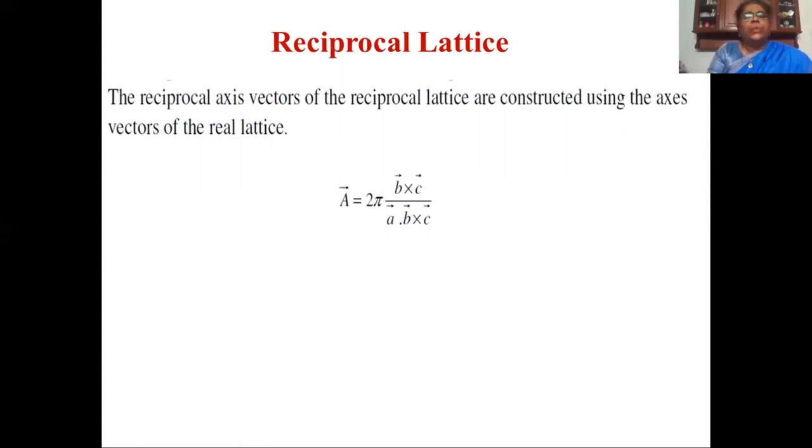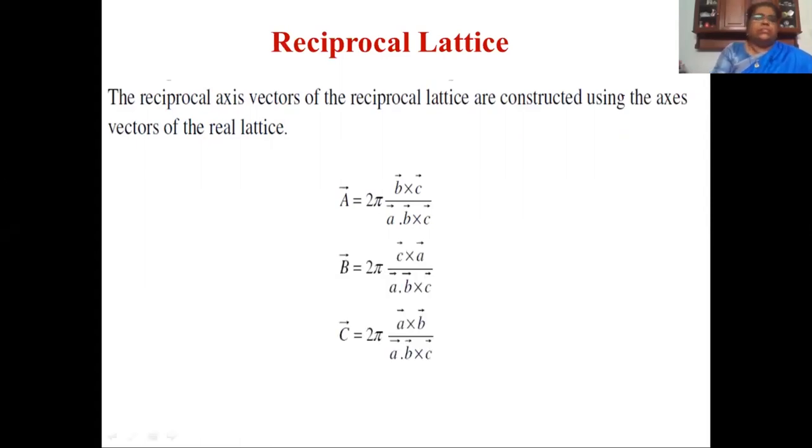That's why I'm quickly touching upon all these things, though it is a very fundamental concept. The reciprocal axis vectors of the reciprocal lattice are constructed using vectors of real space. So now, what did we say? In real space, a crystal is given A, B, C, three mutual directions, X, Y, Z directions, the lattice vectors, the basis vectors, A, B, and C.